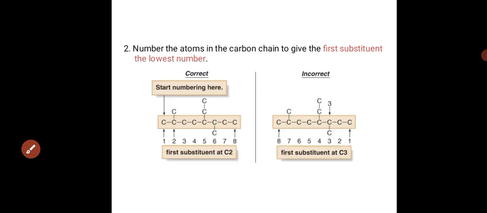Okay, so number the atoms in the carbon chain to give the first substituent the lowest number. So it is also very important when you are naming to look at the position and the number of the substituent. So when you count them, the one with the lowest number for the substituent will be considered.